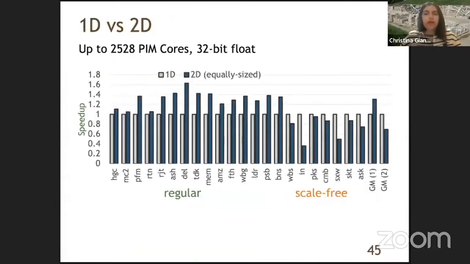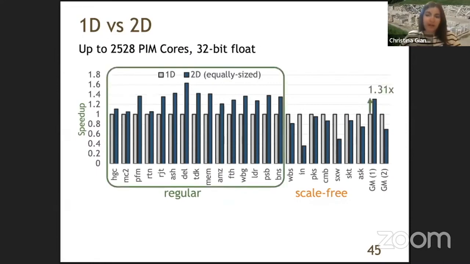And finally, we compare all data partitioning techniques. In this experiment, we ran many different configurations for each data partitioning technique. For the 1D partition kernels, we vary the number of PIM cores from 64 up to 2,528 PIM cores, and for each matrix, we select the best performing end-to-end execution throughput. For the 2D partition kernels, we use 2,528 PIM cores, and we vary the number of vertical partitions on the matrix from 2 up to 32 partitions. And for each matrix, we select the best performing end-to-end execution throughput.